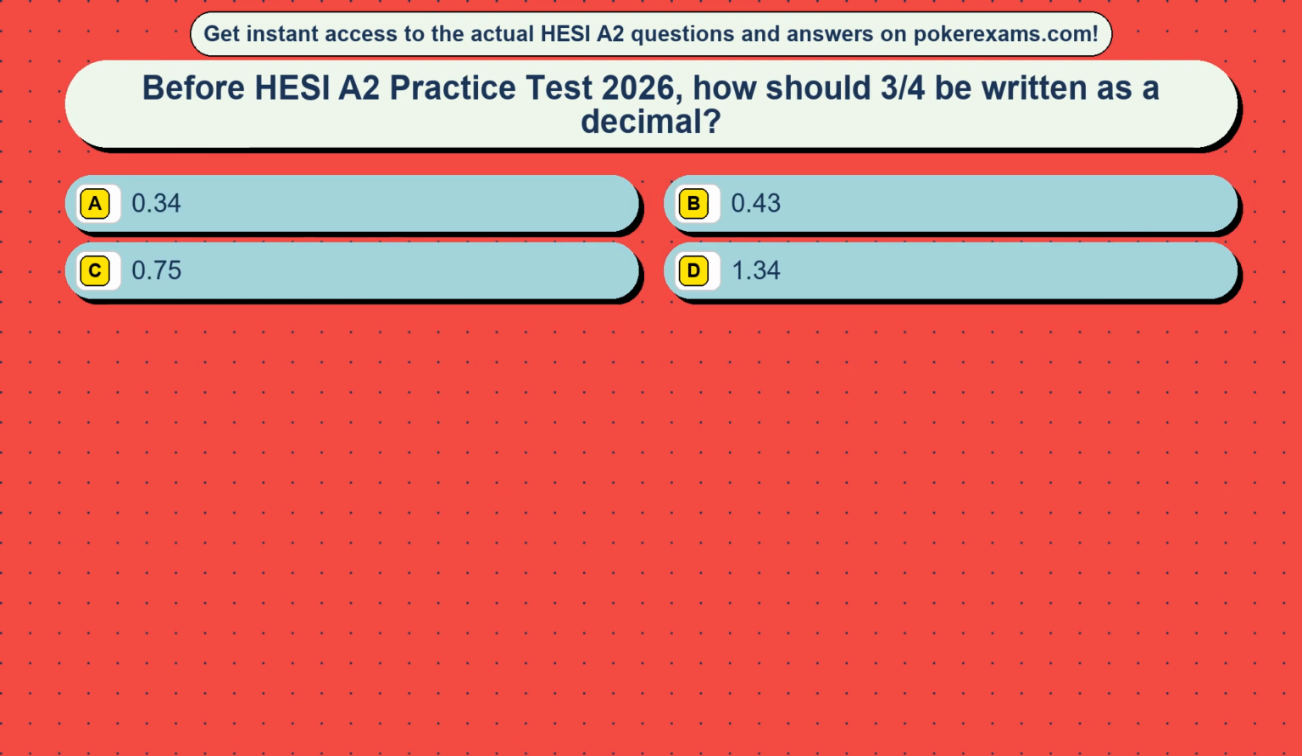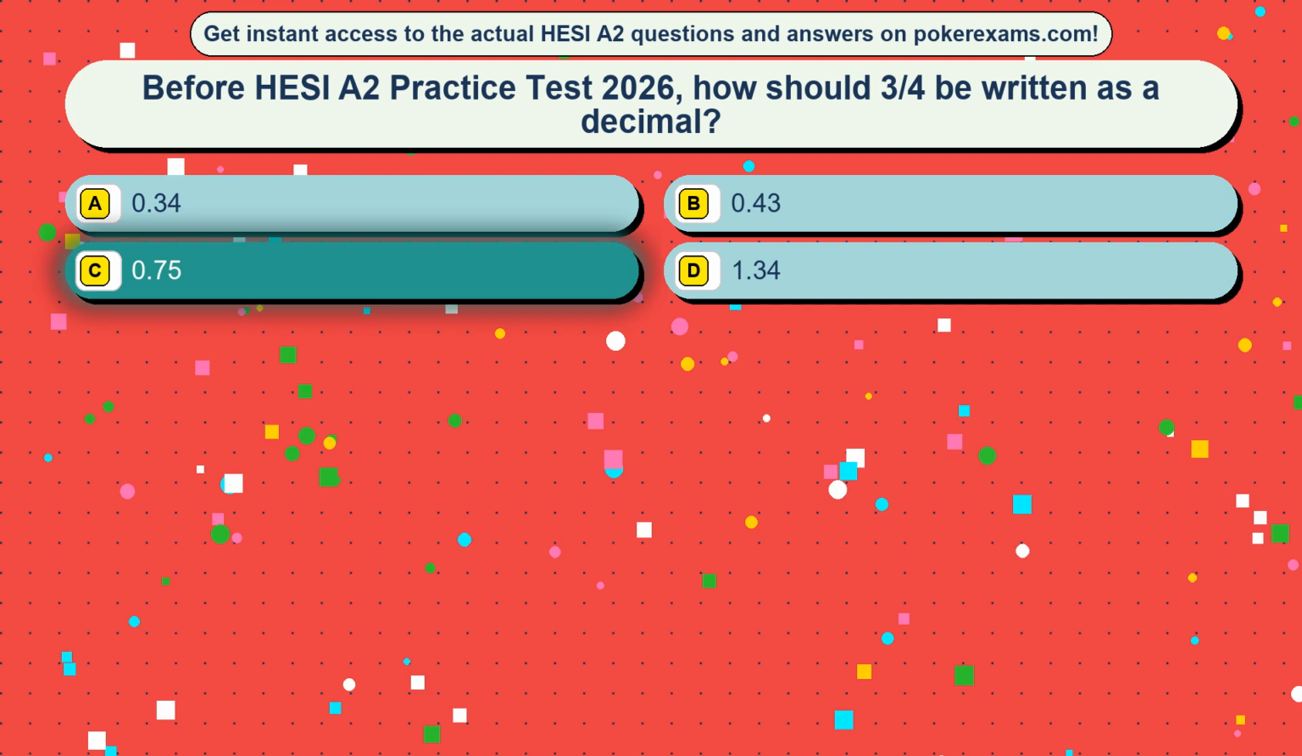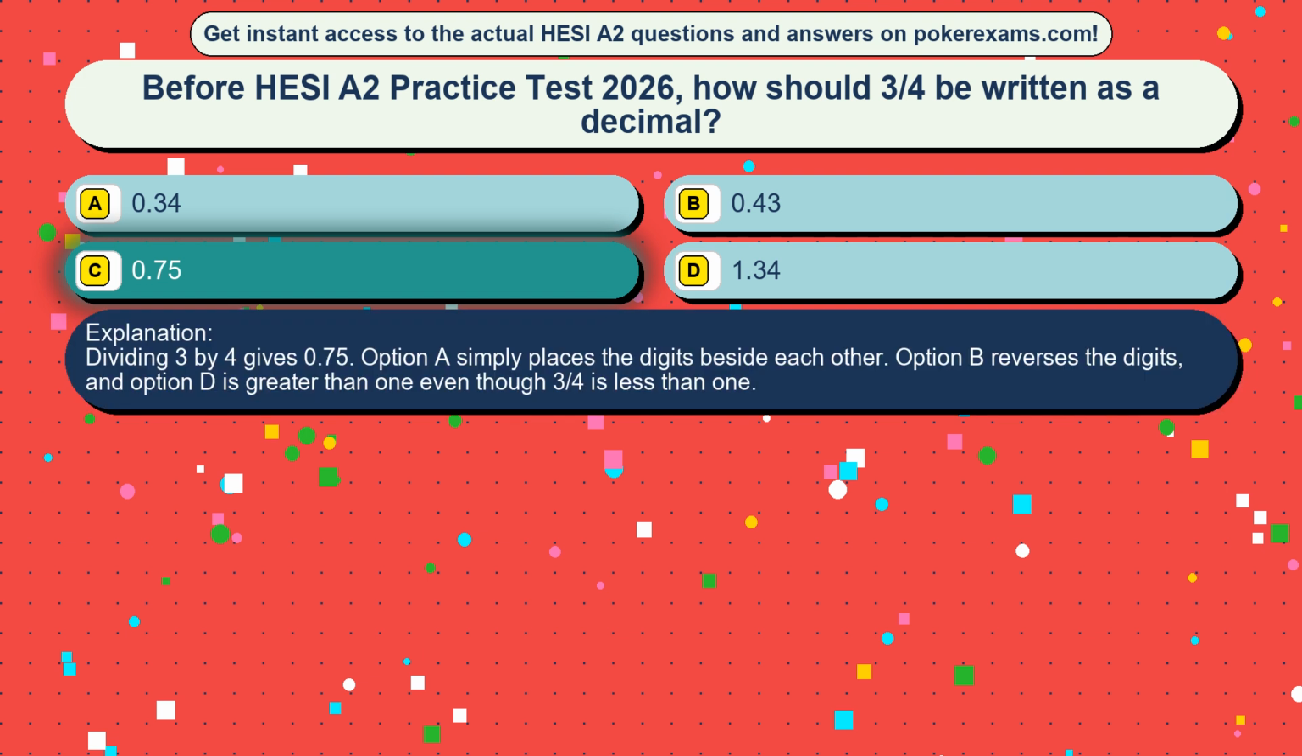Question 5. Before HESI A2 Practice Test 2026, how should 3/4 be written as a decimal? Option A, 0.34. Option B, 0.43. Option C, 0.75. Option D, 1.34. The correct answer is Option C, 0.75. Dividing 3 by 4 gives 0.75. Option A simply places the digits beside each other. Option B reverses the digits, and Option D is greater than 1 even though 3/4 is less than 1.